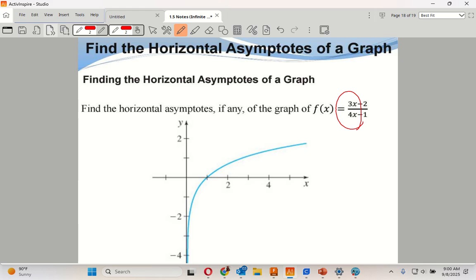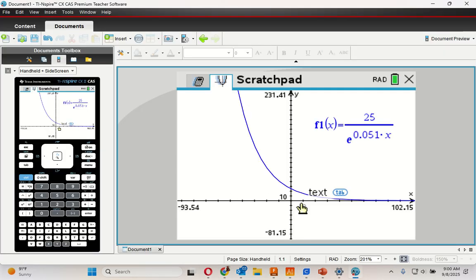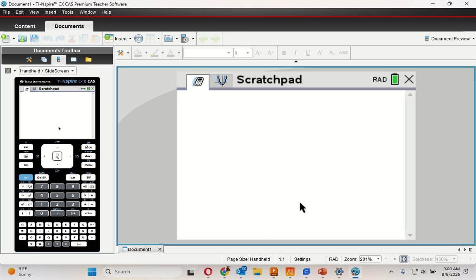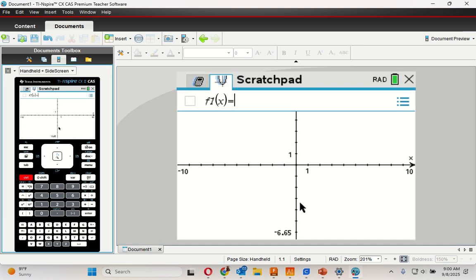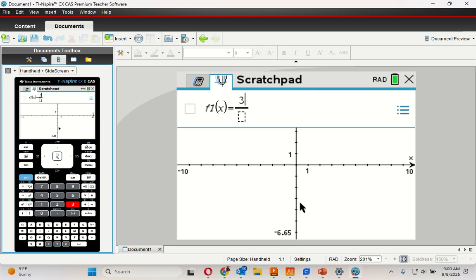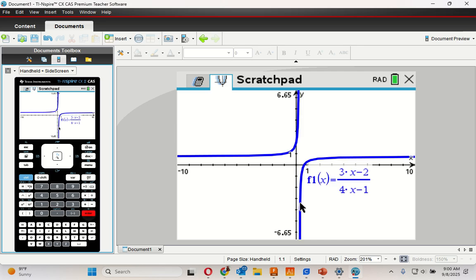So 3x, is that plus 2 or minus 2? Minus 2. 3x minus 2 and 4x minus 1. Doc, B, graph, control, divide, 3x minus 2 and 4x what? Minus 1. So yeah, that graph that was on the notes didn't go with it.